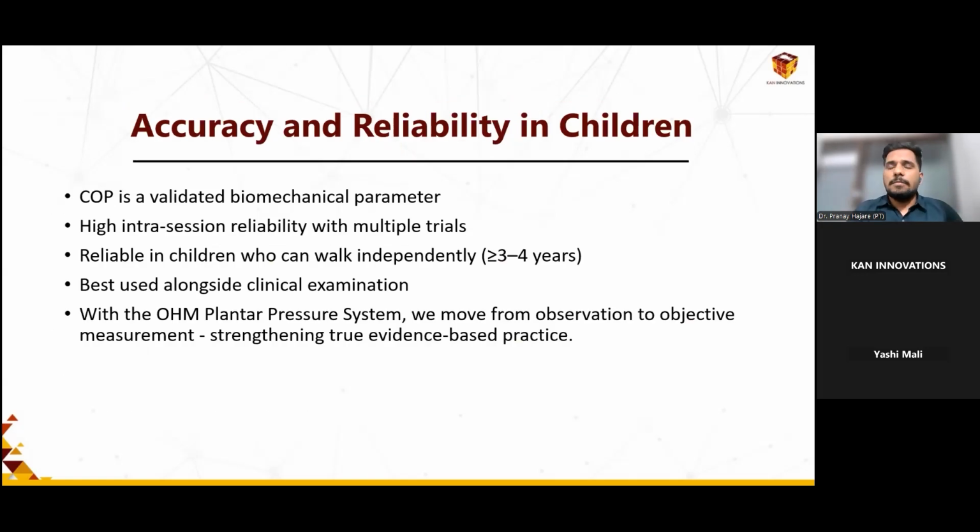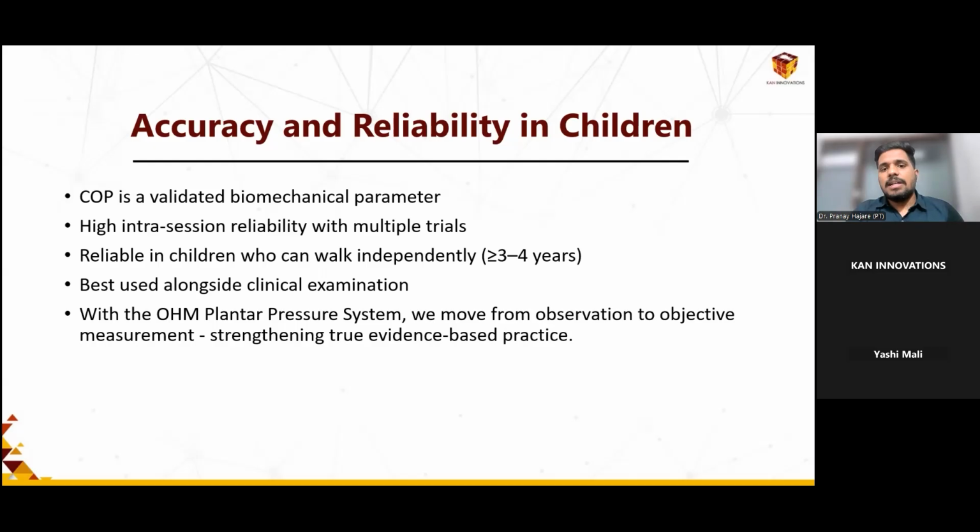One of the most common questions that comes to mind is whether the center of pressure is accurate and reliable in children. Center of pressure is a valid biomechanical parameter supported by strong research evidence. It demonstrates high inter-session reliability when multiple trials are performed, and the data is consistent and reproducible. In children who can walk independently, typically above 3 to 4 years of age, the center of pressure provides reliable and clinically meaningful insight. However, it is not a replacement for clinical examination. It is a complementary tool that enhances what we observe.